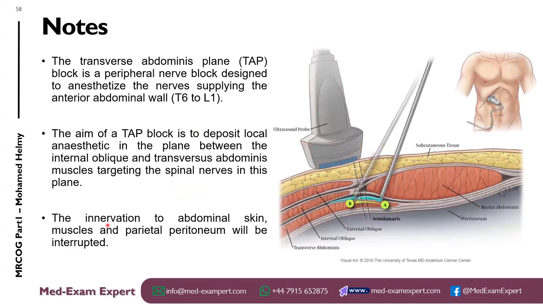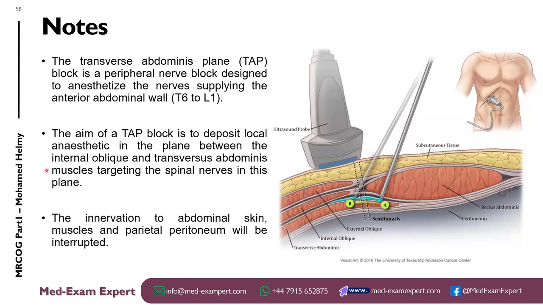Also, from the clinical applications regarding the anterior abdominal wall, something used a lot in modern practice after a cesarean section to provide more anesthesia for the patient is the TAP block, the transversus abdominis plane block. A local anesthetic is injected to block the nerve supply of the anterior abdominal wall from T6 to L1. Under ultrasound guidance, we deposit local anesthetic in the plane between the internal oblique and transversus abdominis muscle to target the spinal nerves in this plane.